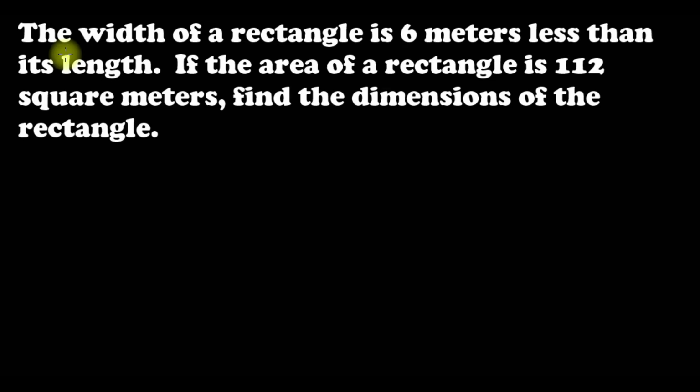So here we have a situation. Given the width of a rectangle is 6 meters less than its length. If the area of the rectangle is 112 square meters, find the dimensions of the rectangle. Okay, so you're looking for the dimensions of the rectangle. So it's a what by what rectangle. Okay, so you're given the area of the rectangle, given the width, and you're looking for the length.